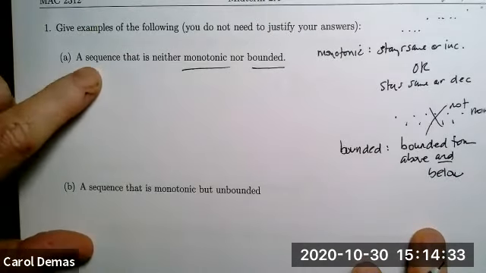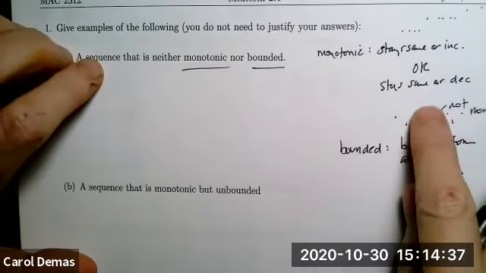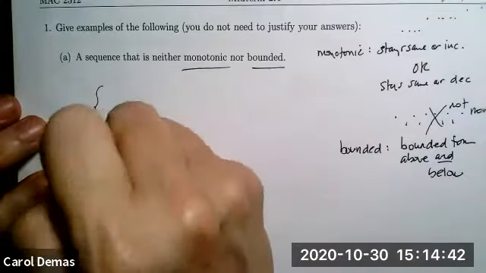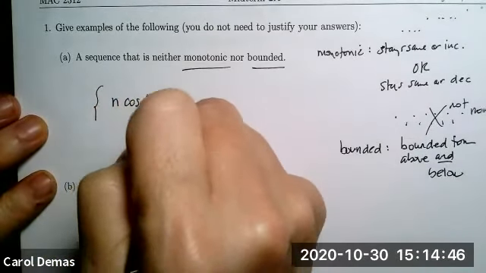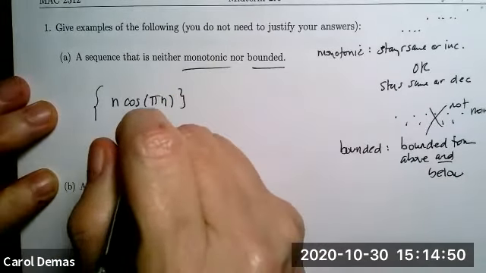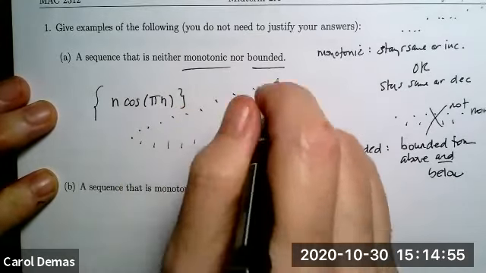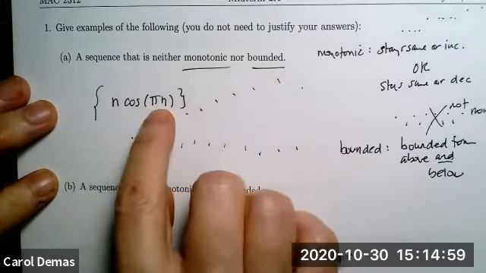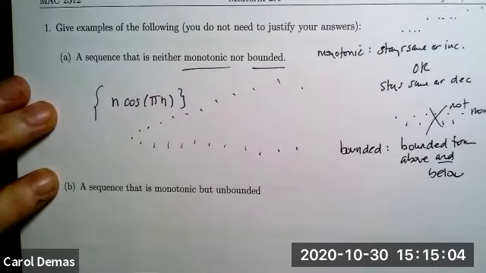Okay, so let's think about a sequence that is neither monotonic nor bounded. That's going to be something that bounces back and forth between terms. A good example of that would be n times the cosine of pi n, because this is going to oscillate between values that get bigger and bigger, because n's getting bigger, but cosine pi n is an alternator. So that would be neither monotonic nor bounded.